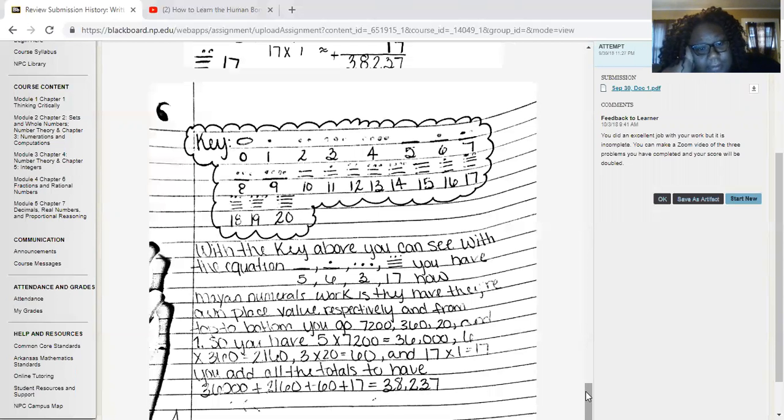So I think the way Mayan numerals work is they are their own place value respectively from top to bottom. So you will go to 7,200, 360, 20, and then 1. So you have 5 times 7,200 equals 36,000. 6 times 360 equals 2,160. 3 times 20 is 60. And then 17 times 1 is 17. So you would just add all those together and get up to a total of 38,237.